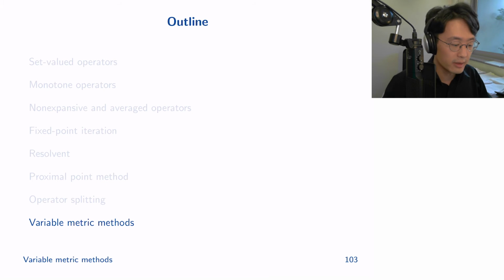Now let's talk about the final topic of this chapter, variable metric methods. At first, these methods may feel unmotivated. It may not be immediately clear why we are pursuing these complications. However, in the next chapter, in chapter 3, you will quickly see that these methods are utilized heavily in order to derive a wide range of splitting methods.